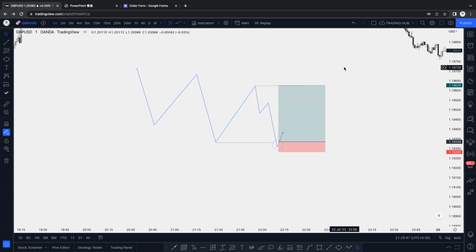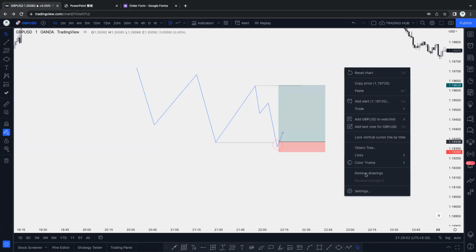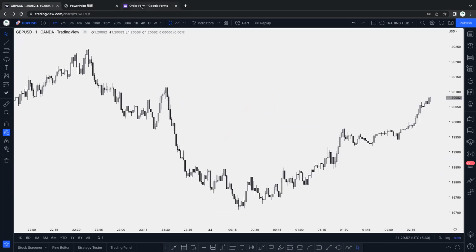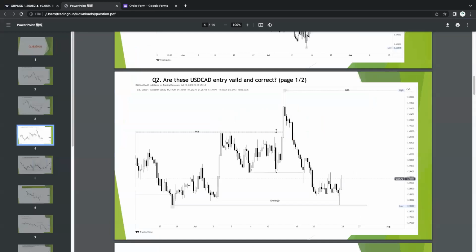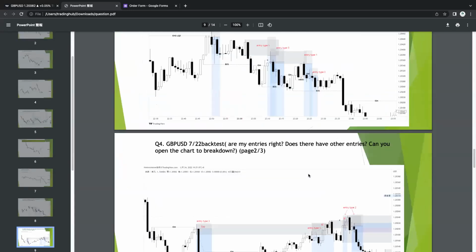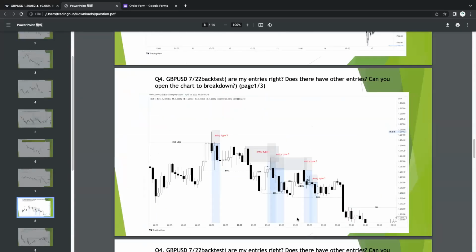For entry type 3, price must take out the previous high or low and close above or below it. Then you can say this is an entry type 3, which is already mentioned here. You can see this one, entry type 3, took out the previous engineering liquidity and closed below it. Then you can apply it here. Okay.